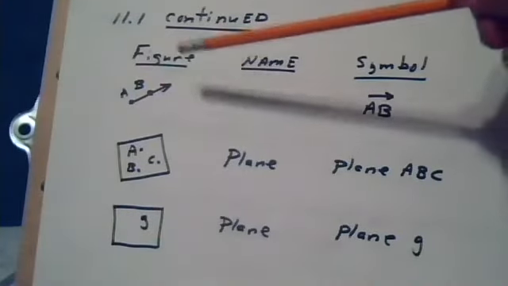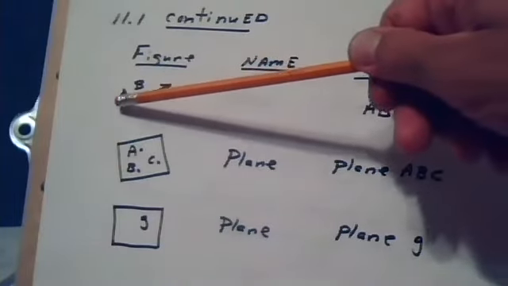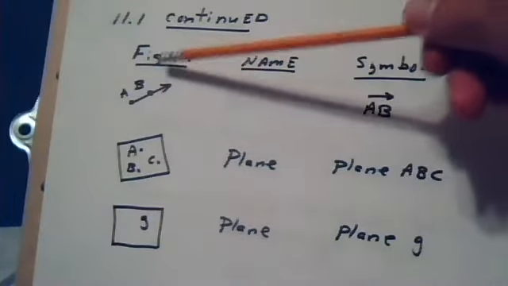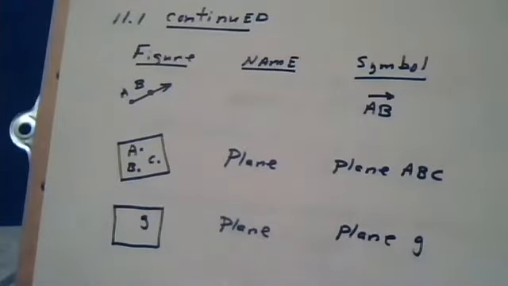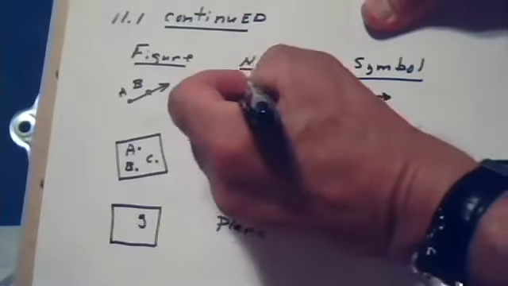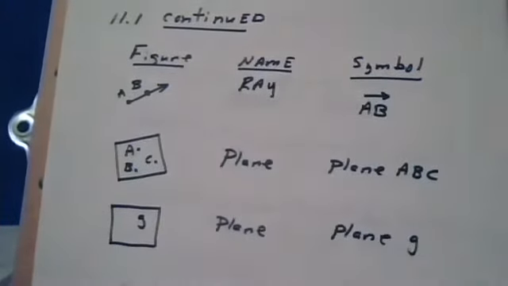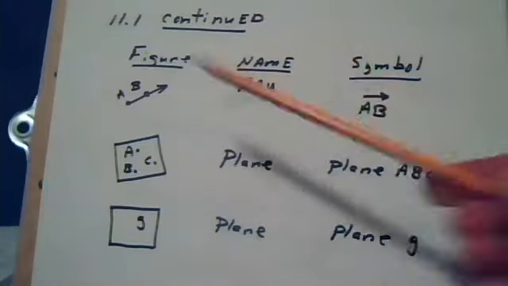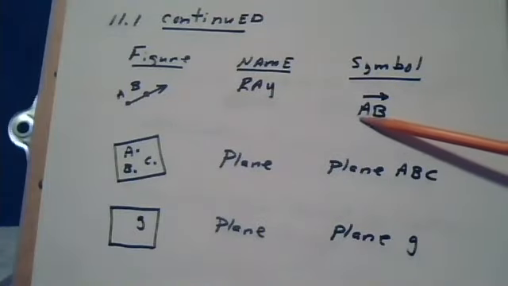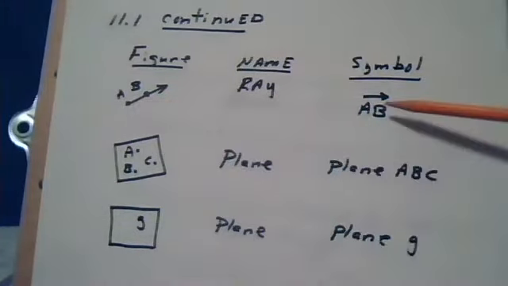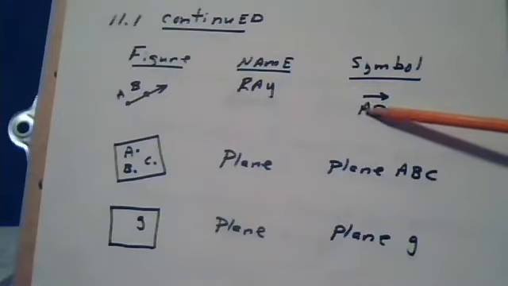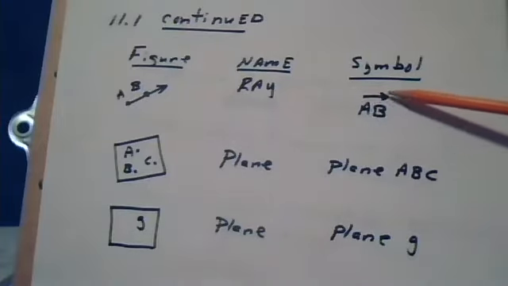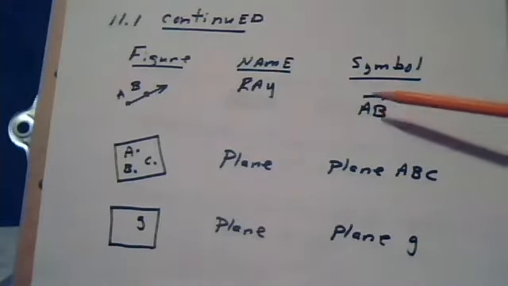More figures. Notice this is like a line that lost one of its arrows. One of its arrows on the other side is gone, it's a ray. The name of this figure is a ray. When you name a ray, you have to be careful because you have to name the endpoint first and then the other point. So the endpoint's always named first, and then you draw a picture of a ray. So this is ray AB.